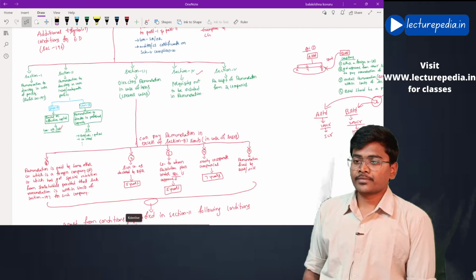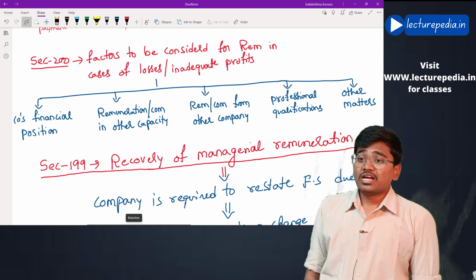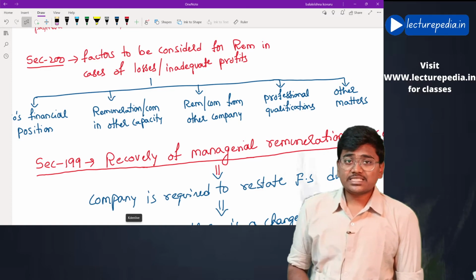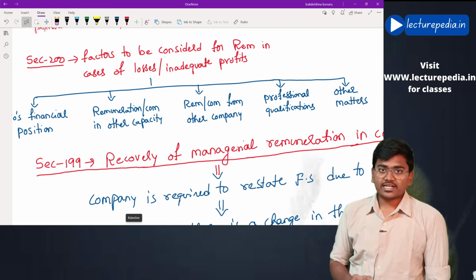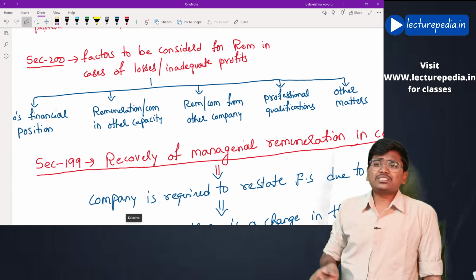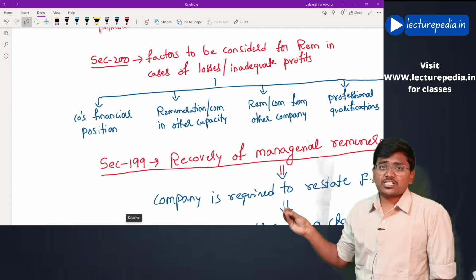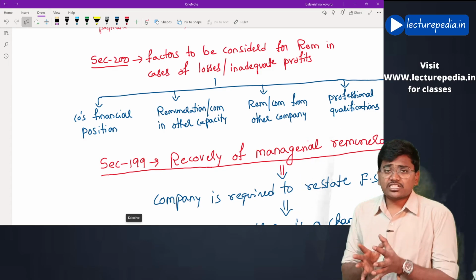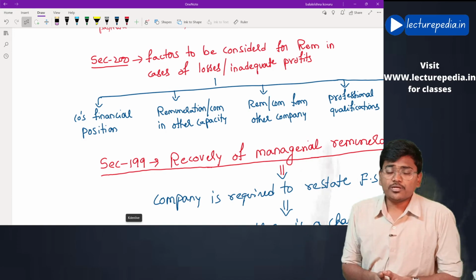Fine. Next section. Section number 200. Factors to be considered for remuneration in case of losses or inadequate profits. See, if you are giving remuneration to the directors, in case you are having losses, then before giving the remuneration, you please consider these 5 factors. What are the 5 factors? First one, company's financial position. You consider the company's financial position. Okay, taking into account the financial position of company, you please give the remuneration as per the financial position of the company in case of losses.